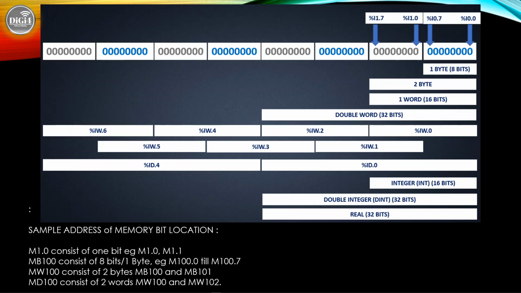So the memory address or M area can be addressed by bit, such as M1.0, or a byte, MB100, or a memory word, MW100, which consists of 2 bytes, or a double word, MD100, which consists of 2 words. So in our SCALE_X, like I said, I already put MD10, so I already used this word. The next available address in my memory will be MD14.